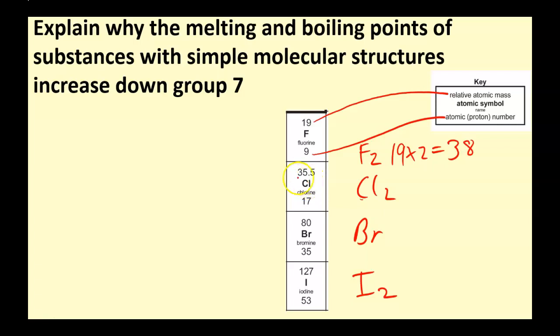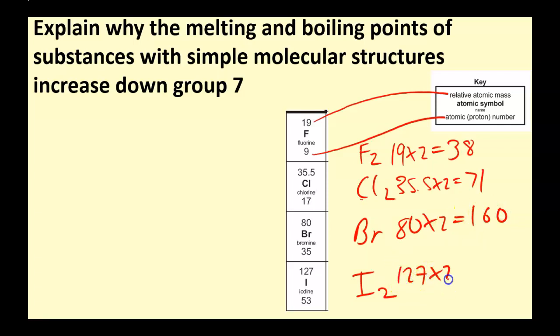Cl2, 2 chlorine atoms with a relative average mass of 35.5. So on average, one would have a mass of 35.5 times 2, giving us a mass of 71. Bromine, the relative mass would be 80 times 2, giving us a mass of 160. Iodine, 127 times 2 gives you 254.